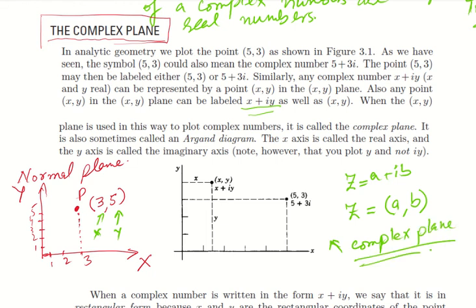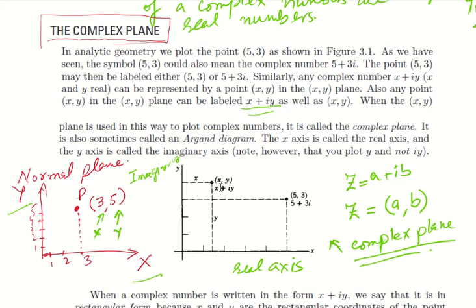In a normal plane, we had two real axes, the x real axis and the y real axis. But in a complex plane, we have a real axis here and an imaginary axis here. We call this imaginary, but it has nothing to do with your imagination; it is just a terminology. Everything that has the shape a or x will come on the real axis, and whatever is related to the iota part will go along the y axis.